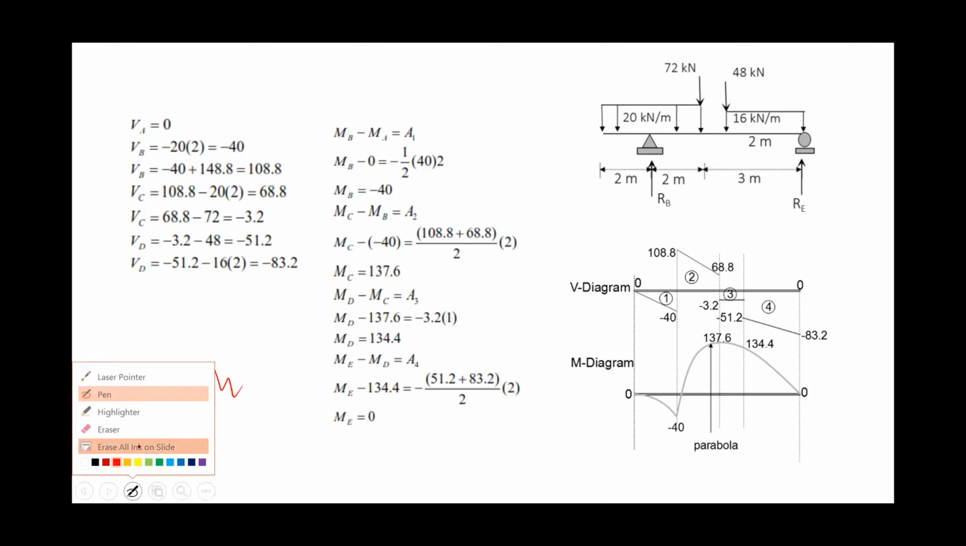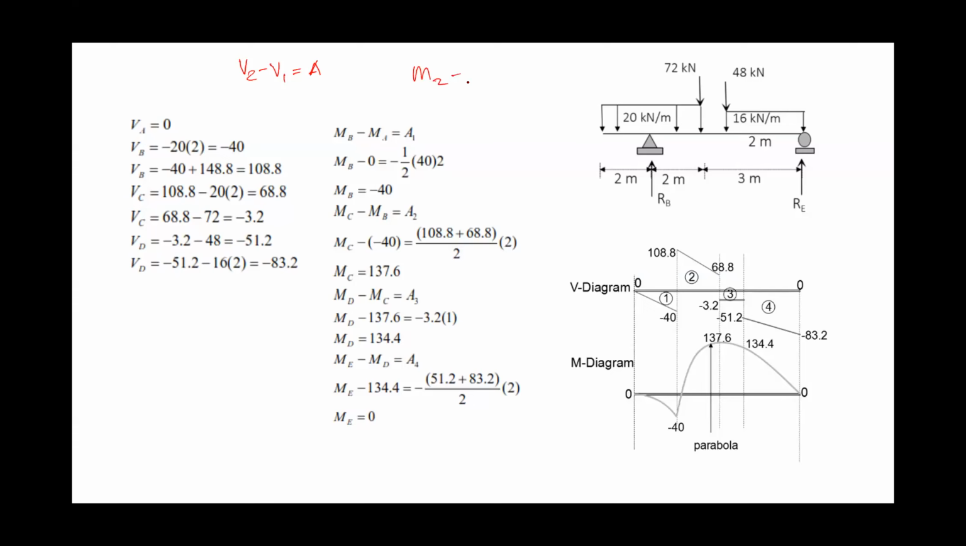Yan. So, di ba, we have general equation, V2 minus V1 is equal to area. Tapos isa pang equation, M2 minus M1 is equal to area ng shear. Yan, ganun yung equation natin. So, gamitin natin siya. So, pag nag-drawing kayo ng shear diagram, mas maganda na lagyan nyo muna ng points kung saan meron tayong direct changes.